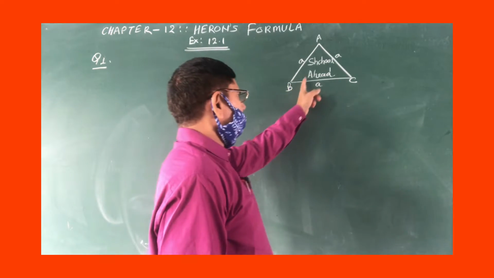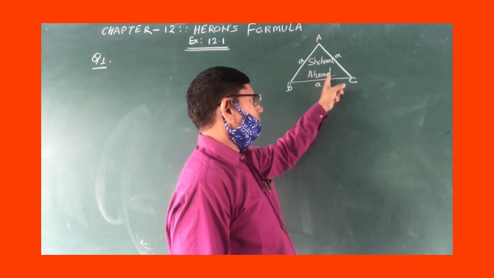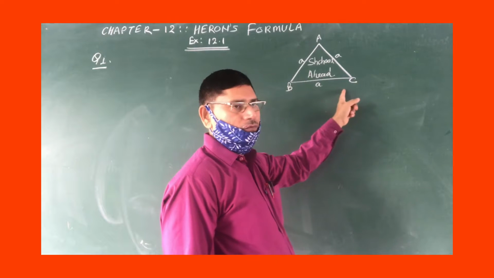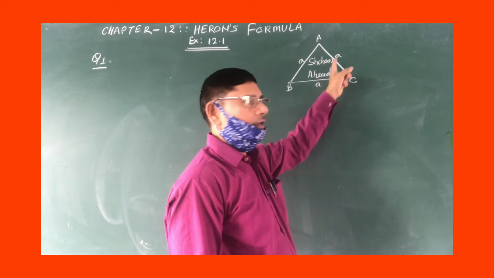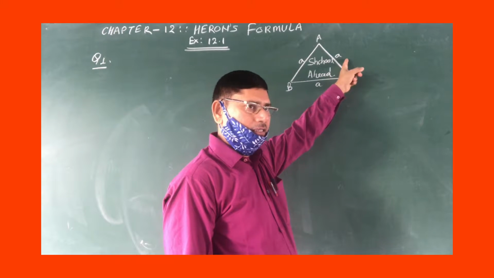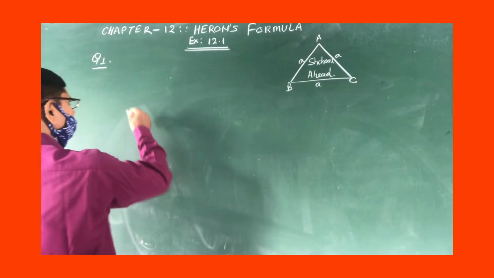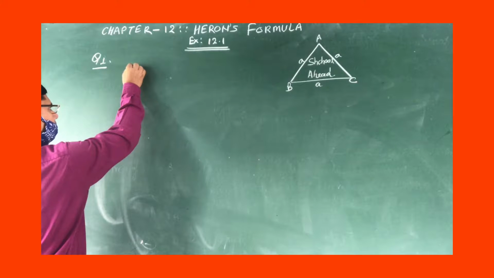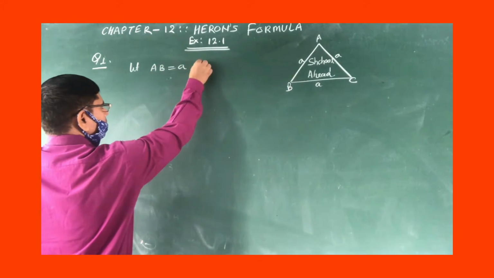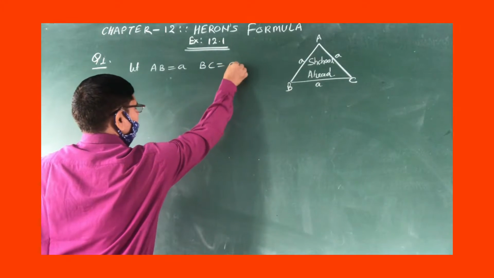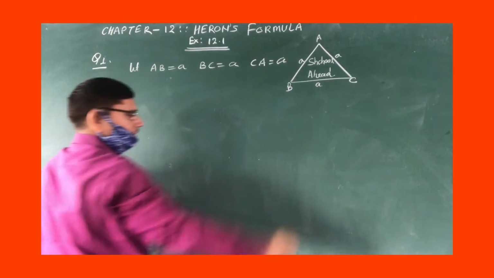You can see that this is a triangular board which indicates that school is ahead, and the side of this particular part is A, and A, and this is the shape of an equilateral triangle. So first of all, here you will write: let AB equal A, BC equal again A, and CA equal once again A.